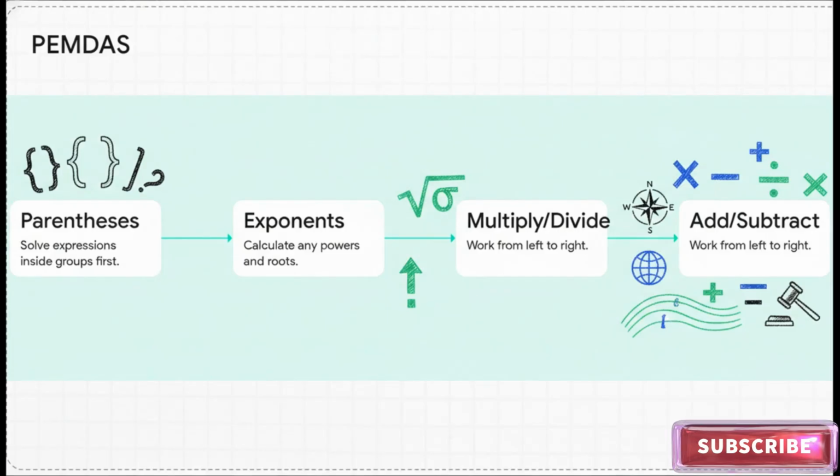Now, what happens when you have a problem that has adding and multiplying in it? Which one do you do first? To avoid total chaos, where everyone gets a different answer, math has a universal rulebook. You've probably heard of it, PEMDAS. This just makes sure that no matter who you are or where you are in the world, you follow the same steps and get the same answer. It's like the grammar of math.